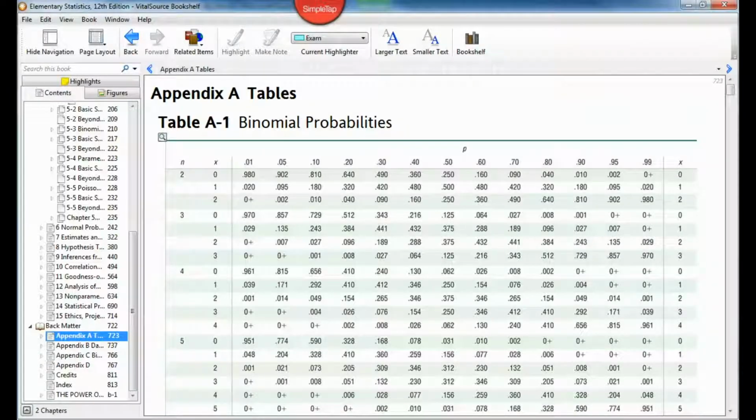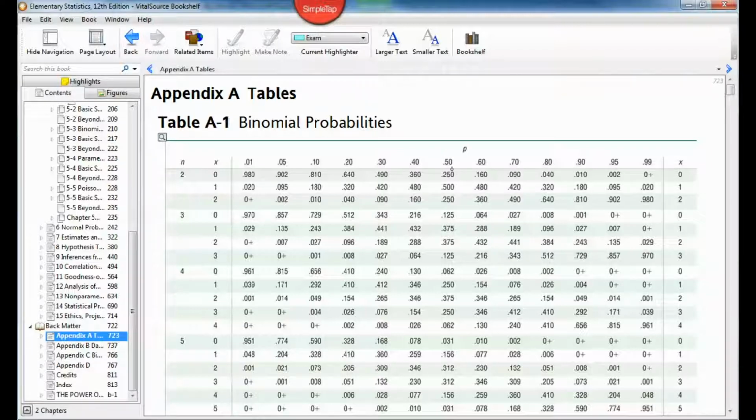Appendix A in the back of your ebook is a list of the binomial probabilities table. Now, here's why you can't always use this table. Notice that there are several columns for different values of p. P is the success of your trial. So if your p, or the success of your trial, is not listed as one of these values under p, then you can't use the table.